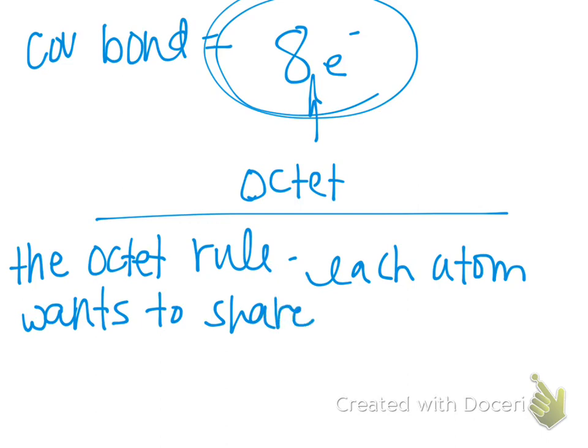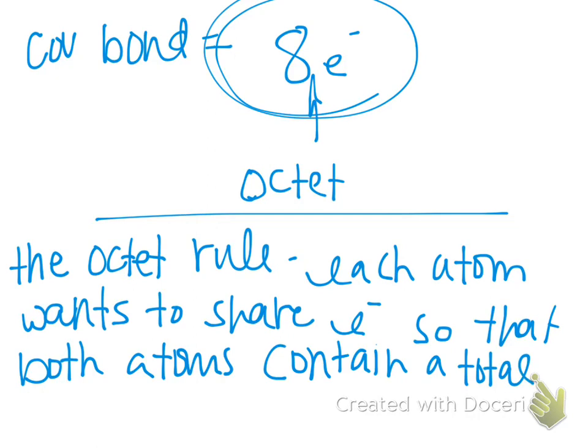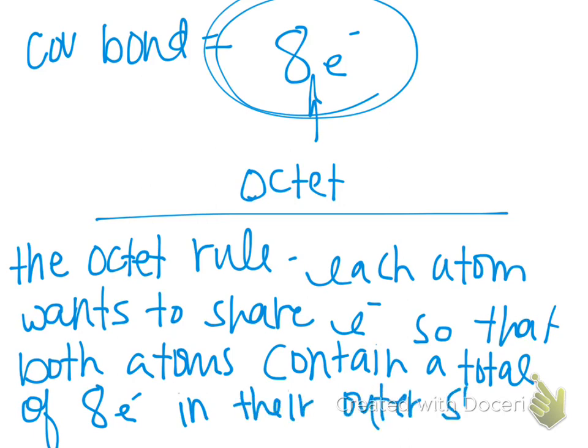Each atom wants to share electrons so that both atoms contain a total of 8 electrons in their outer shell. We talked about this briefly earlier, but there's the rule, the octet rule. Are we completing the octet rule? Most elements follow this octet rule very clearly. They want to have 8.